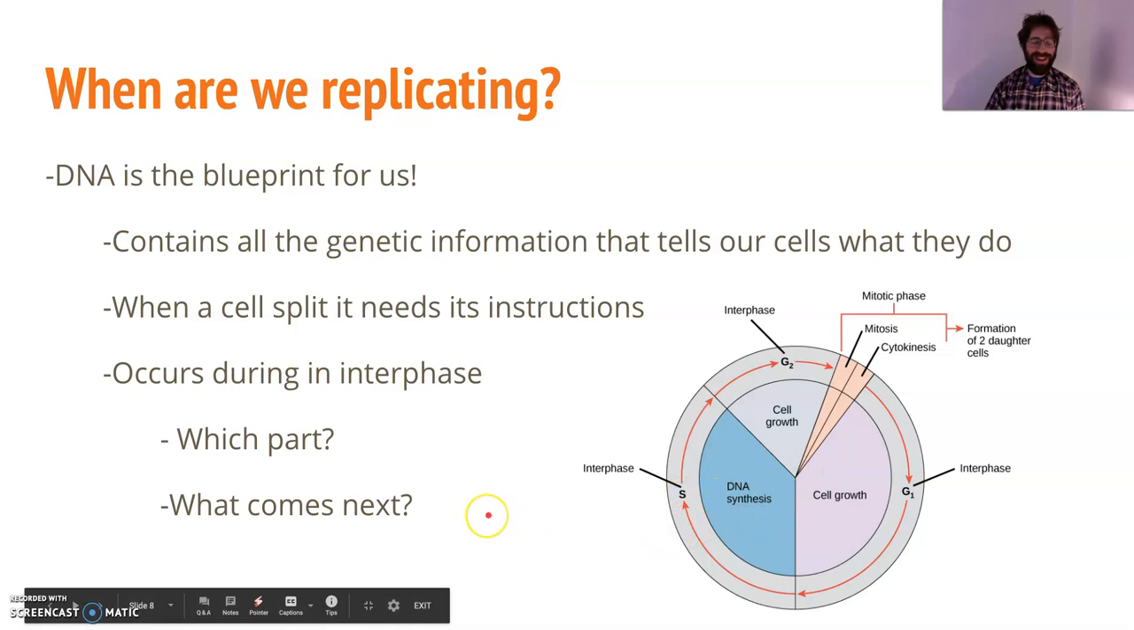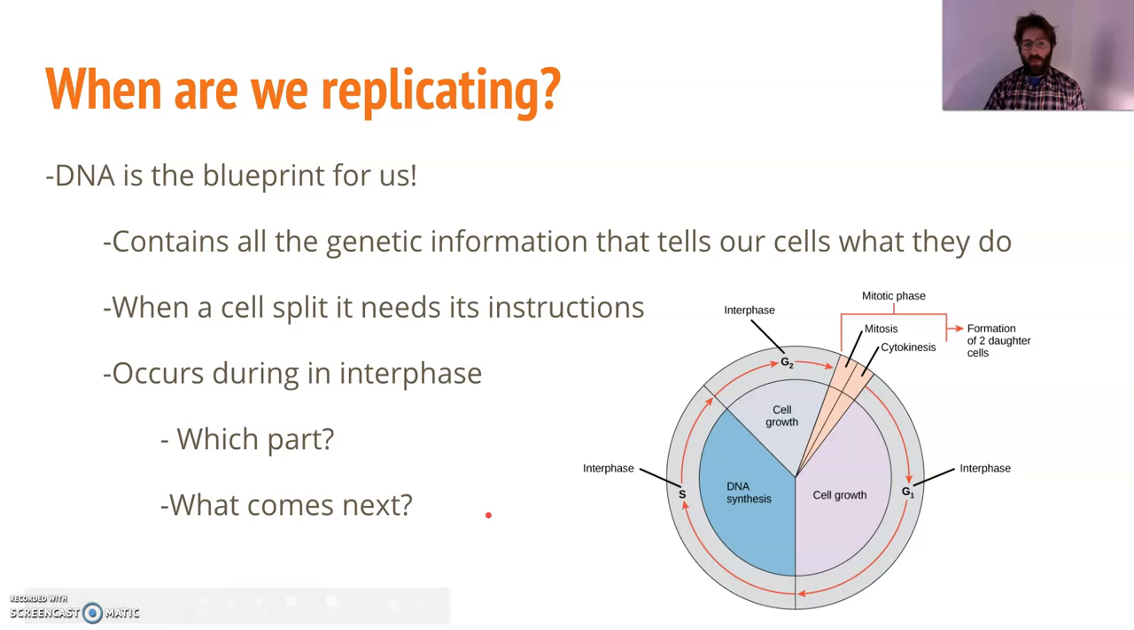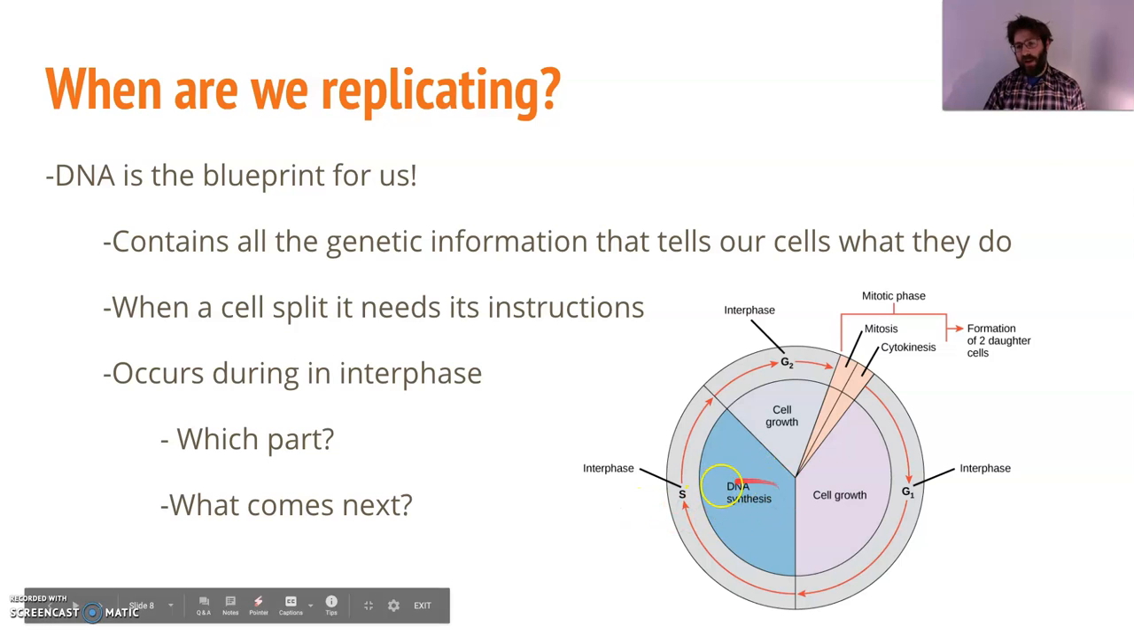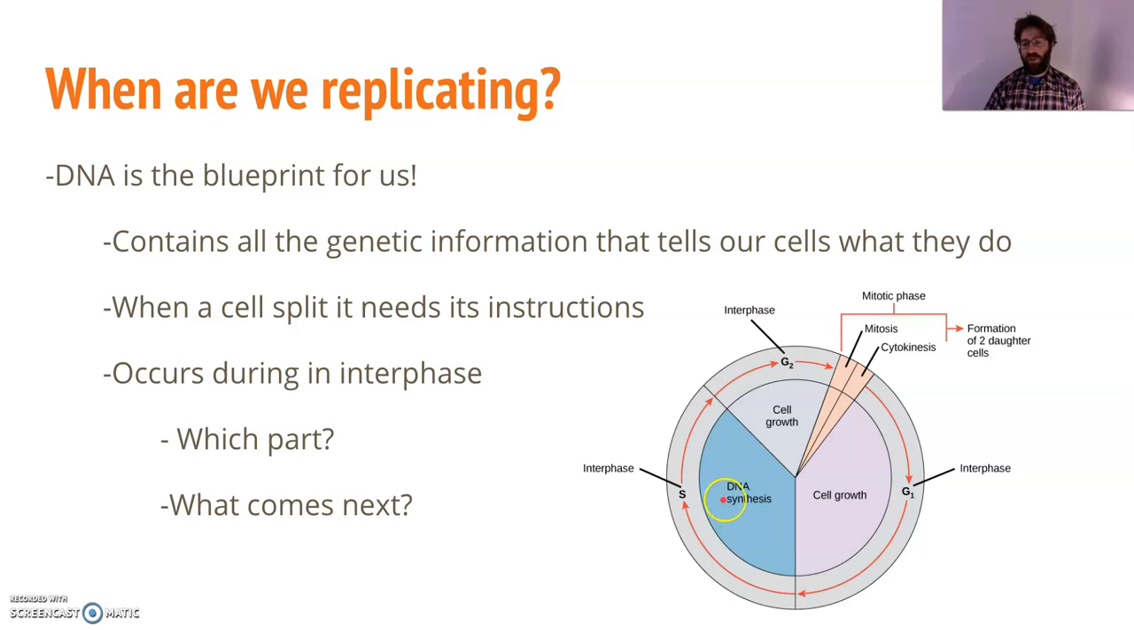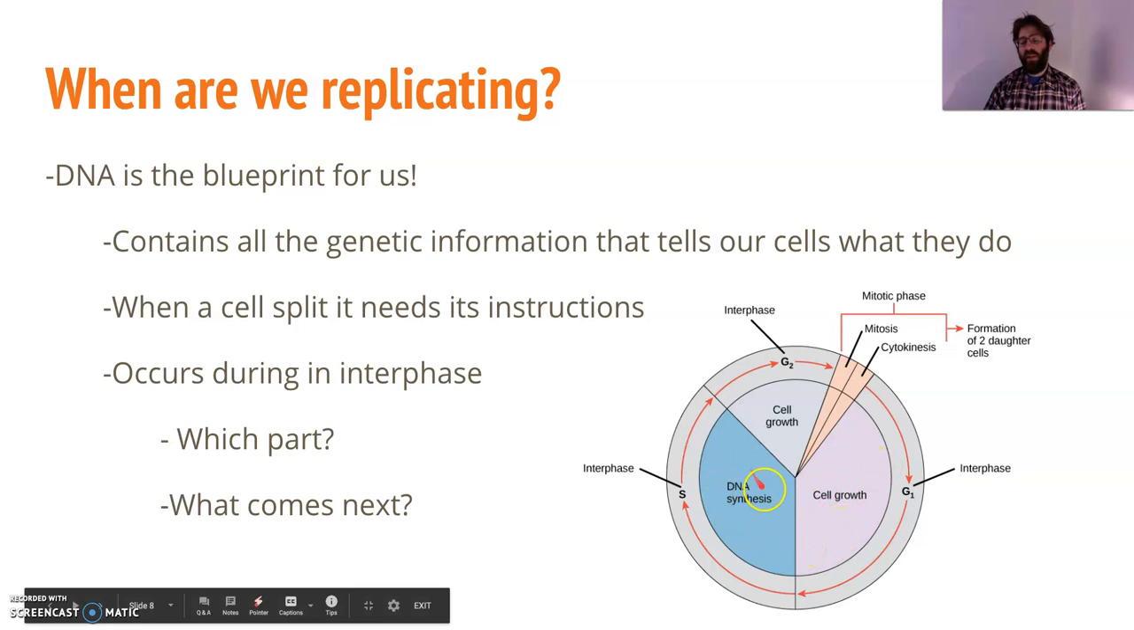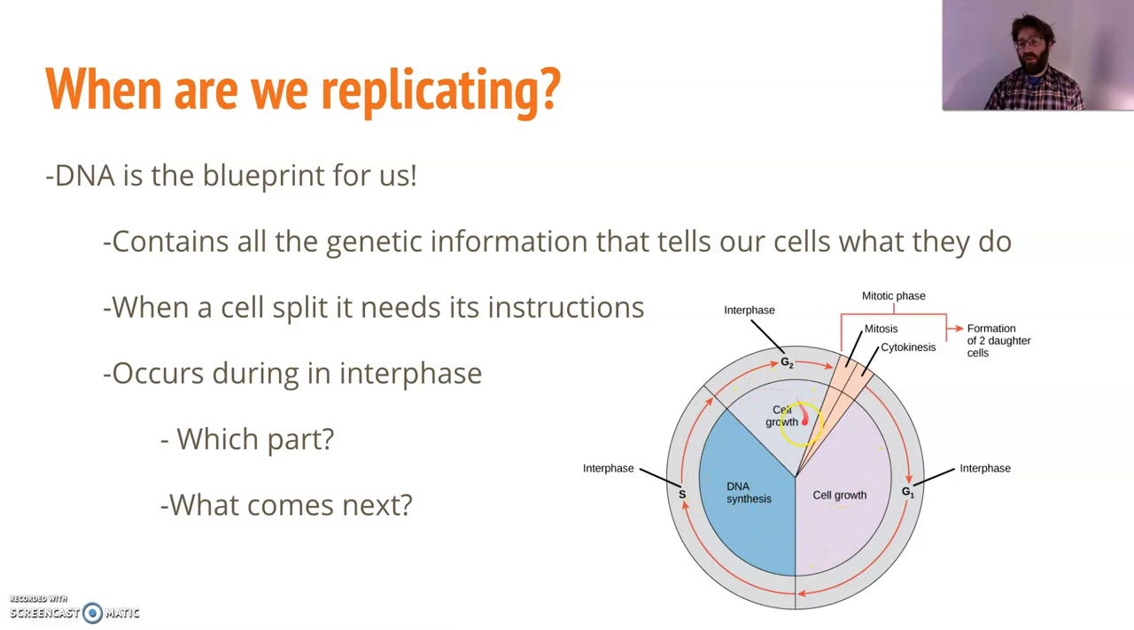So where do we think DNA is replicating? At what part of the cell cycle do you think it's replicating? Yeah, right. DNA synthesis. So that's where this actually occurs. So the cell grows, and then we copy the DNA over, the cell grows a little bit more, and then the cell starts to divide in mitosis, and then it actually splits in cytokinesis, and that's when the two daughter cells are formed.